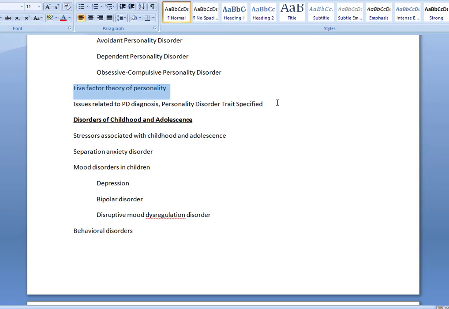So openness to experience, conscientiousness, extroversion, agreeableness, and neuroticism. Now keep in mind that neuroticism or neurotic refers to a person's emotional stability. So a person who is high on neuroticism is a person who might be extremely angry or extremely anxious, just a person who has a difficult time controlling emotions.